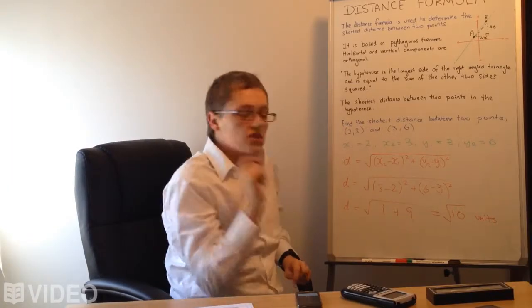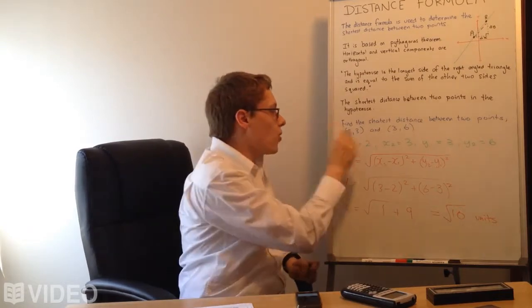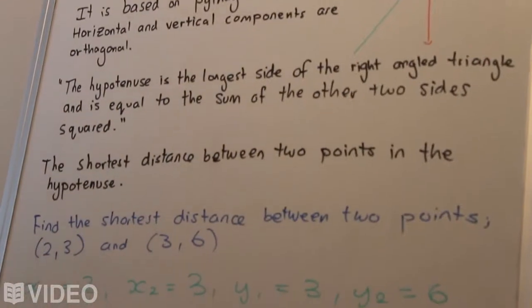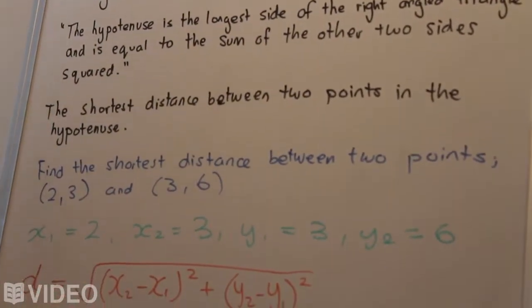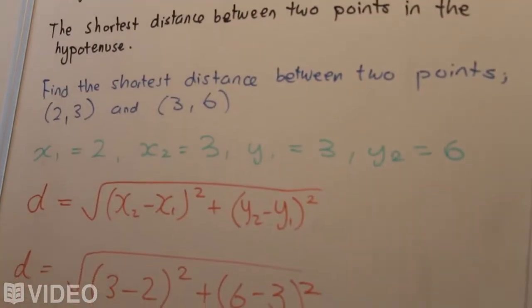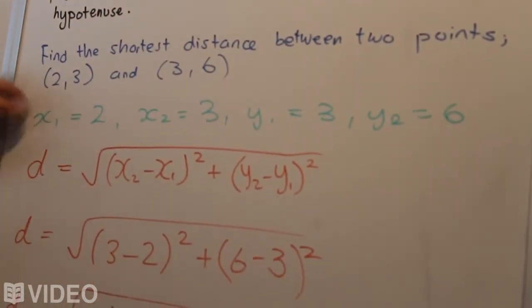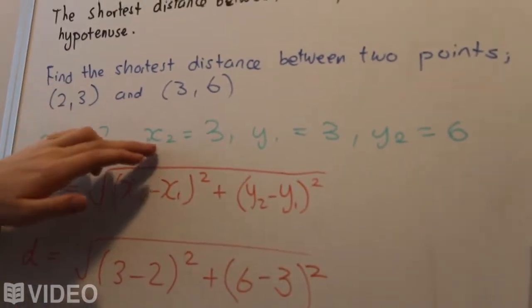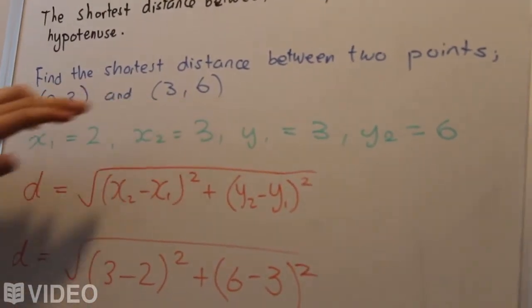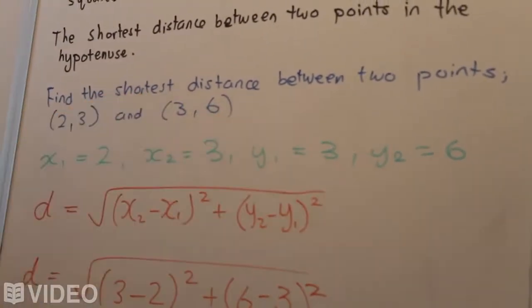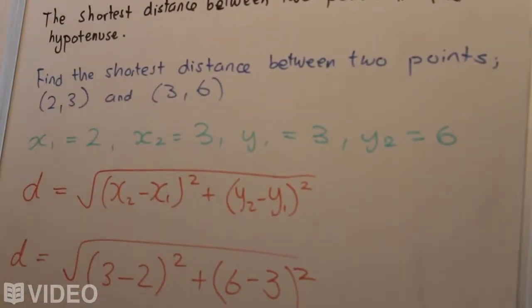So find the shortest distance between 2 points, (2, 3) and (3, 6). Okay, so what we do is we label our x1s and our x2s because they come in handy, and you've seen me do this in the previous video. So I'm going to set x1 equal to 2, and I'm going to set x2 equal to 3. And then we've got y1, 3, and y2, 6. Just label them there in that neat row.